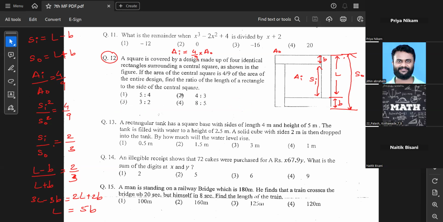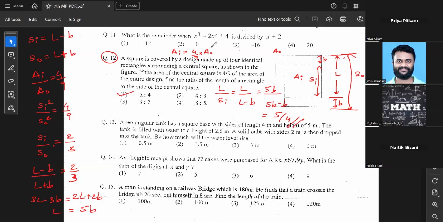So now what they are asking is the side of the central square. So L upon S inner is the ratio they're asking. So in place of S inner I'll substitute L minus B. Now everywhere instead of L I'll substitute 5B. So this will be 5B upon 5B minus B. That should give me 5 upon 4.